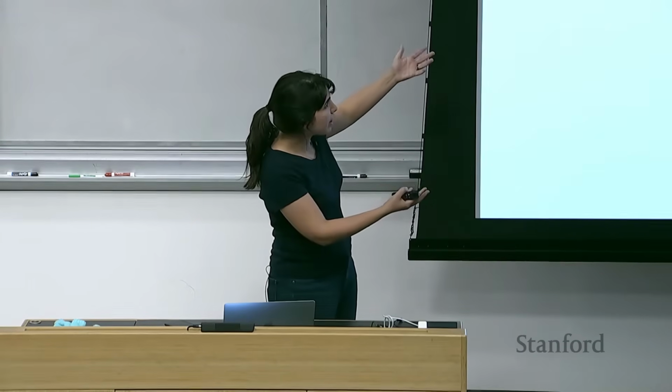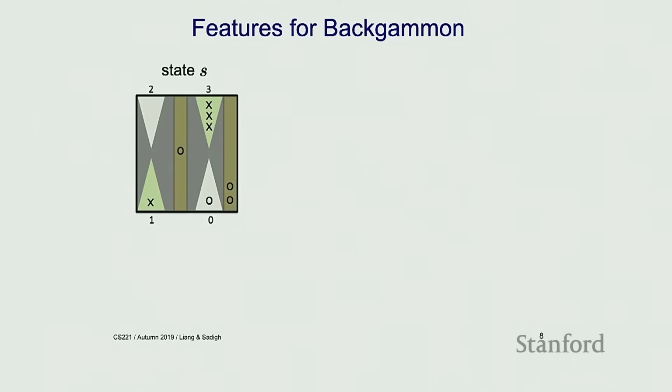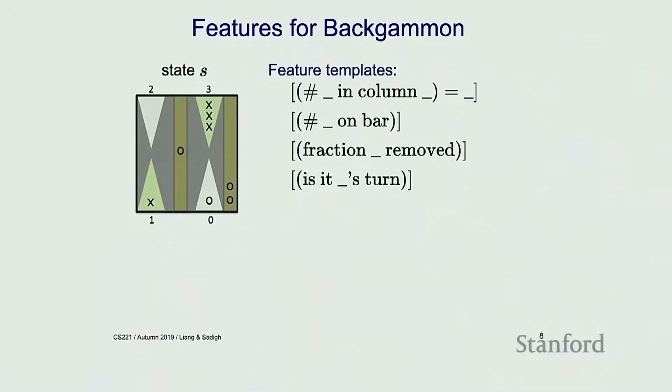Yeah. So one idea is we have all this knowledge about the board, so maybe we should care about the location of the X's, maybe we should care about where the O's are, how many pieces are on the board, how many pieces are off the board. So in a similar way to how we would come up with features in the first few lectures, we would do the same thing. A set of feature templates could look like this: number of X's or O's in whatever column being equal to some value, or number of X's or O's on the bar, maybe fraction of X's or O's that are removed, whose turn it is. These are all potential features that we could use.